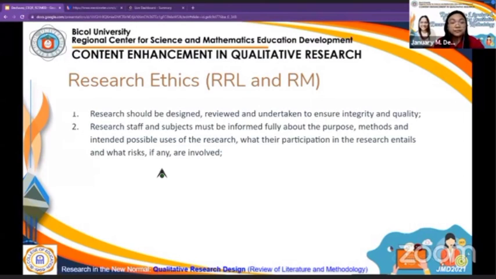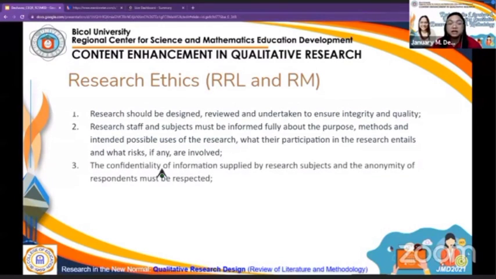And there are 6 key principles of ethical research in education or in any social science research. Research should be designed, reviewed, and undertaken to ensure integrity and quality. The next key principle is that research staff and subjects, because most of the time we will have research assistants, specifically in qualitative research where you gather a massive amount of textual data, must be informed fully about the purpose, the methods, and the intended possible uses of the research. And you have to clearly explain what their participation entails, and if there are any risks involved.